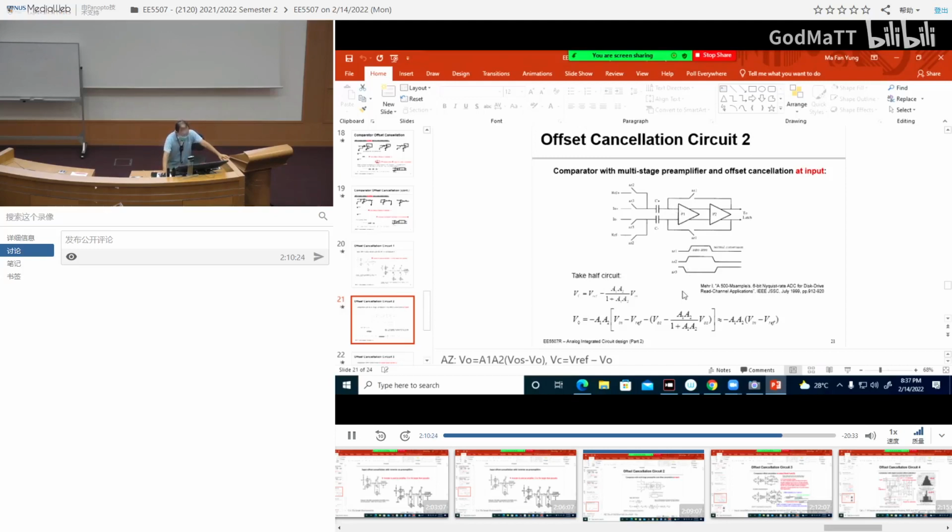Okay, so with this, you can see that what is stored across here is also once again the offset. And then if we assume that the 2 gain is high, the offset will roughly cancel.